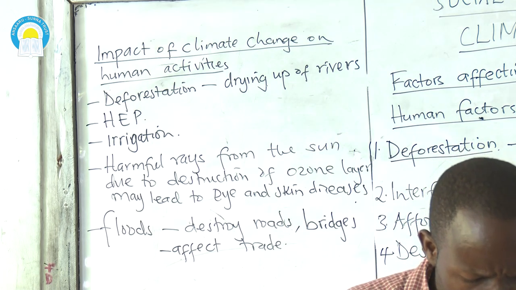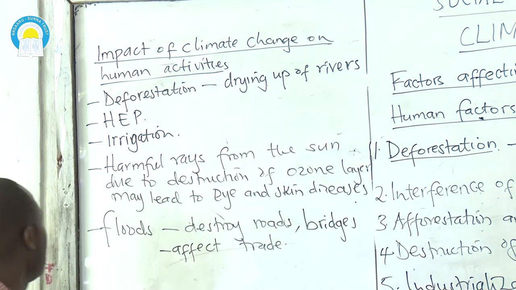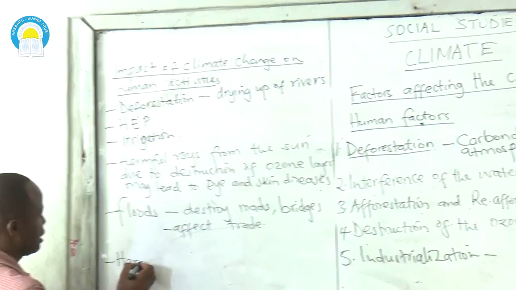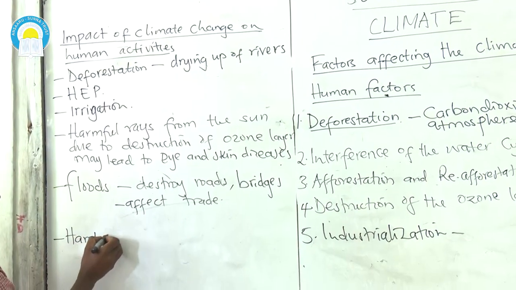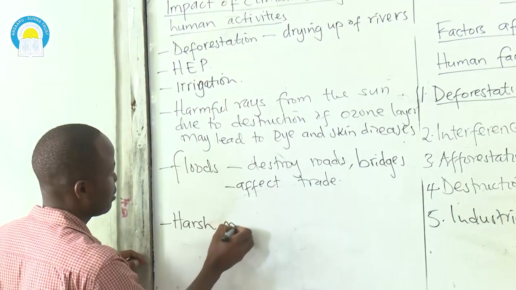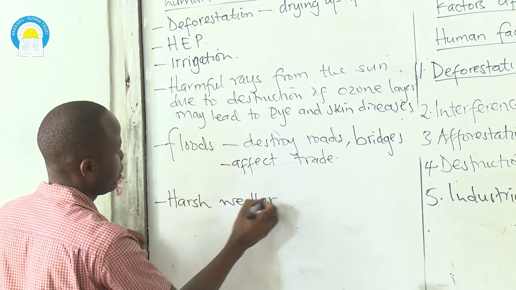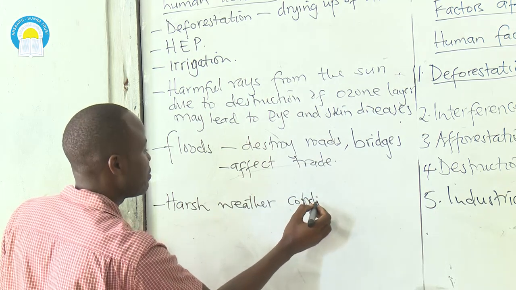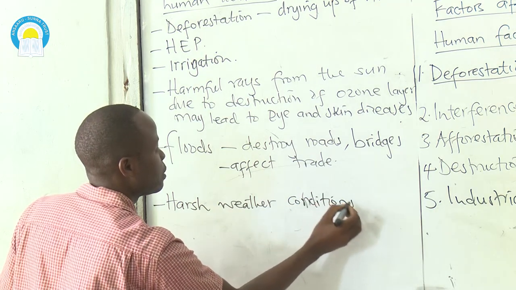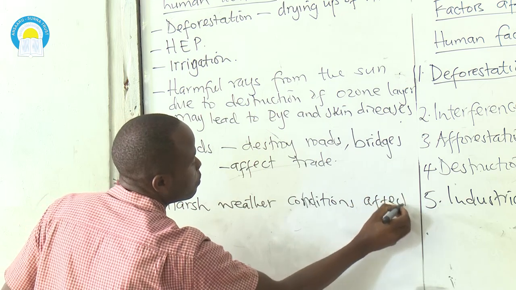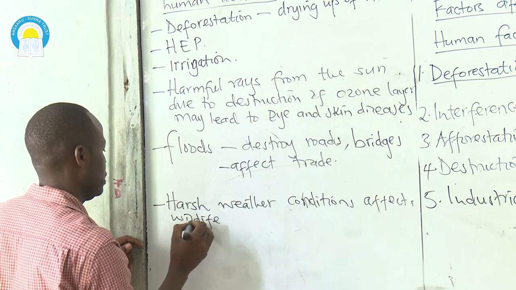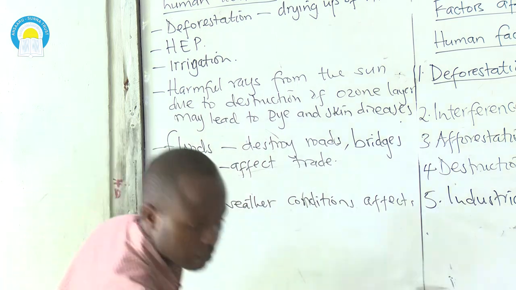Then harsh weather conditions. For example, the climate has changed from a cool and wet climatic condition to maybe a hot and dry condition. Harsh weather conditions will affect wildlife also.